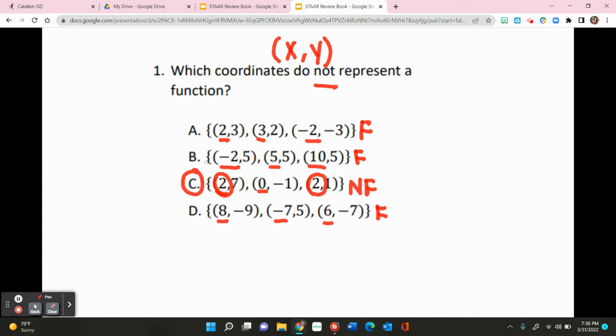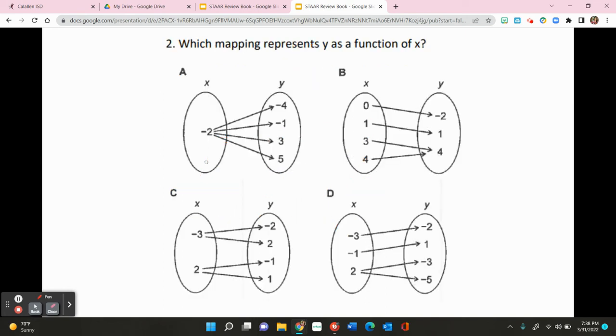Now let's look at number 2. For number 2, we are now looking at mappings. We want to know which mapping represents y as a function of x. Again, that means which mapping represents a function. Looking at answer choice A, I'm going to make some ordered pairs off to the side so we can compare them. I have -2 being paired with -4.